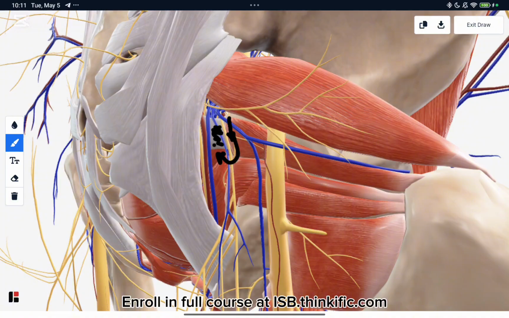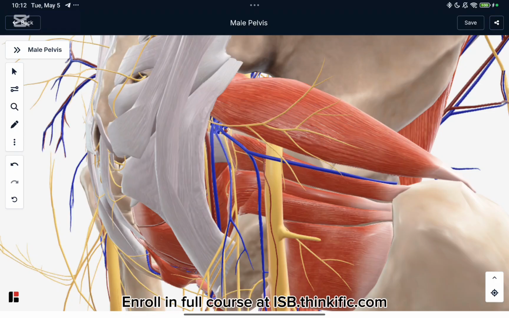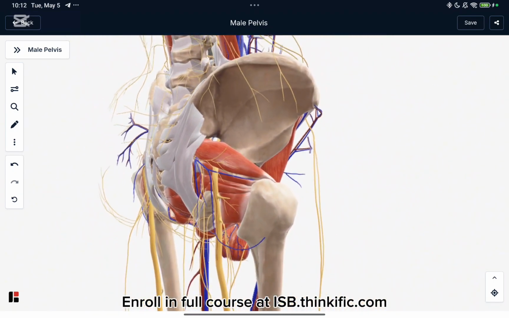So those are the important apertures. Again, let's repeat. We have the lesser sciatic notch. What passes through there? Pudendal nerve and internal pudendal vessels, and also the nerve that supplies obturator internus, nerve to obturator internus. And obturator internus itself, its tendon passes through this region. Clear? No problem? Okay. So those are the structures.